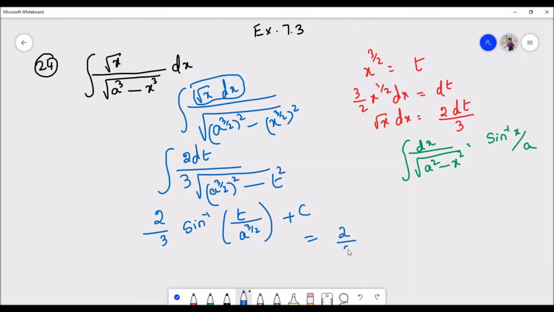So the final answer is 2 divided by 3 sine inverse of t, which is nothing but x to the power of 3 by 2 divided by a to the power of 3 by 2, plus c. Together we can write sine inverse of x by a whole power 3 by 2. This is the final answer.